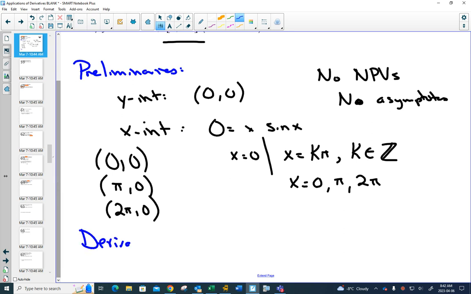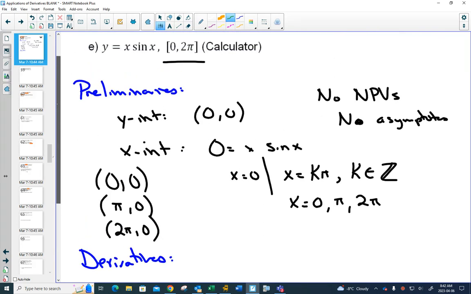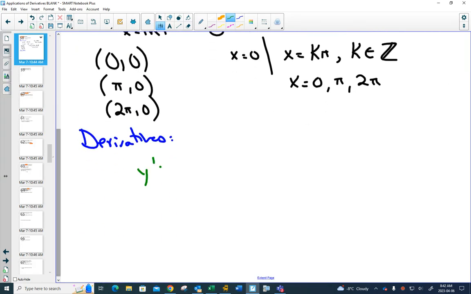Next we go to our derivatives. First derivative. What notation are we using? y equals, y prime. We're going to have to use our product rule. So keep the first one the same, multiply by the derivative of the second one, then keep the second one the same, multiply by the derivative of the first one.